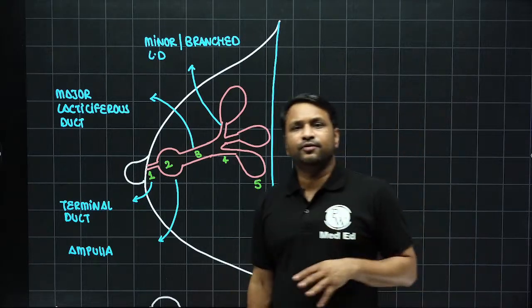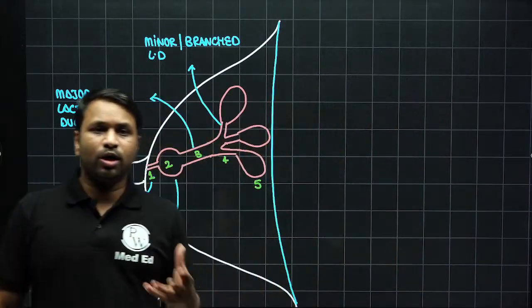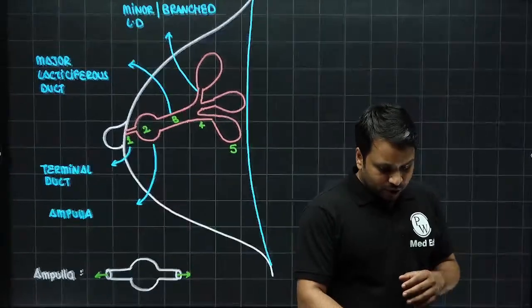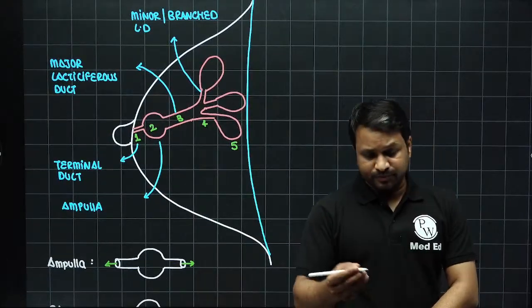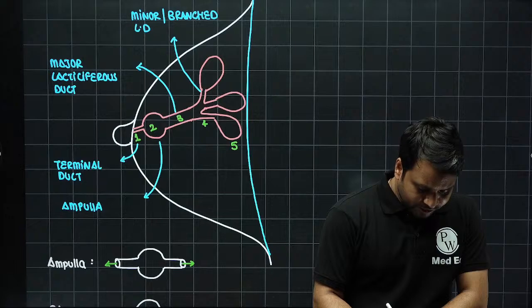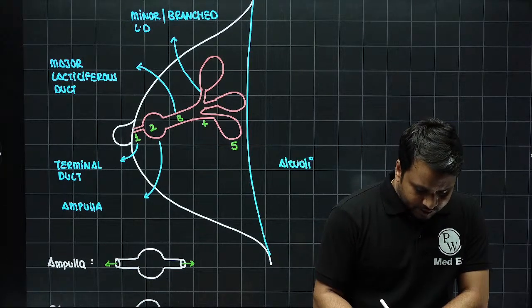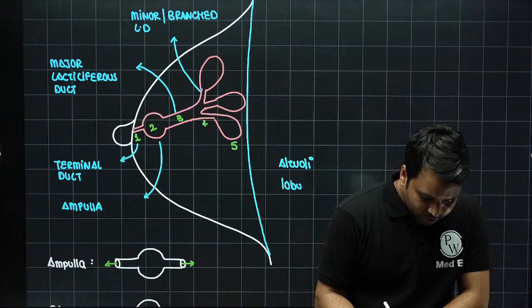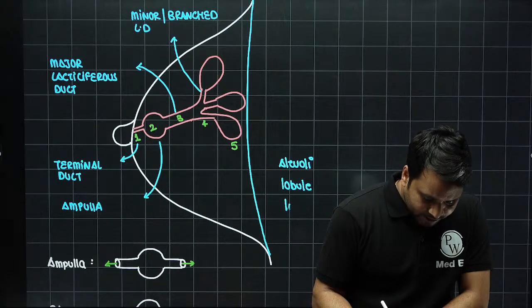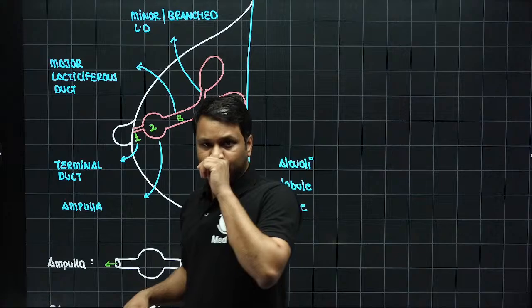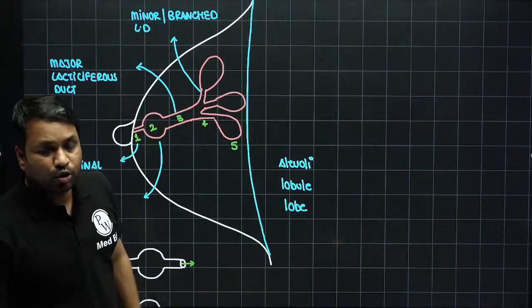Now, usually the confusion is, what is structure number 5? What do you call structure number 5? In order to understand it, what do you think it is? Do you think it is an alveoli? Do you think it is a lobule? Or do you think it is a lobe? So you have 3 different options.